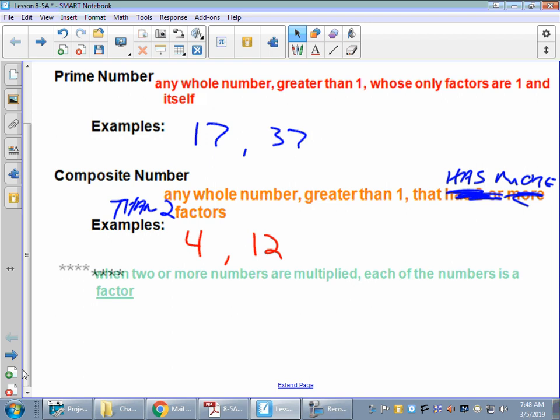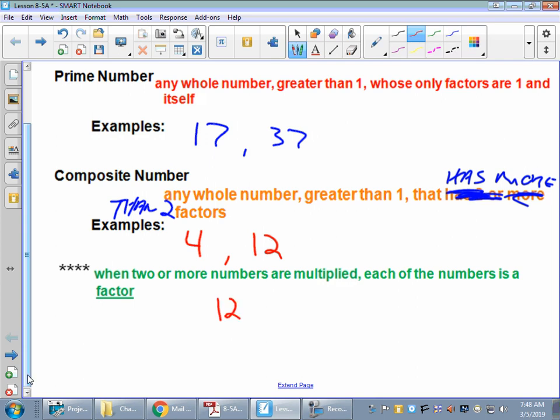When we talk about composite numbers, when 2 or more numbers are multiplied, each of the numbers is called a factor. So what would the factors of 12 be? Well, 1 times 12 would give you 12. We also know that 2 times 6 would give you 12, and then 3 times 4. So that's definitely a composite number because it has 6 factors: 1, 12, 2, 6, 3, and 4.